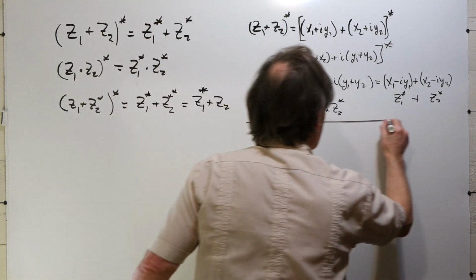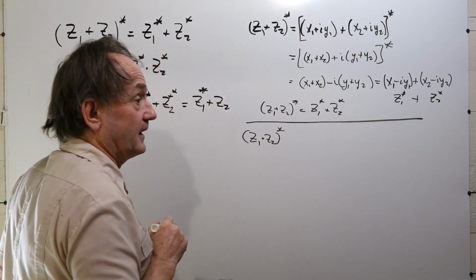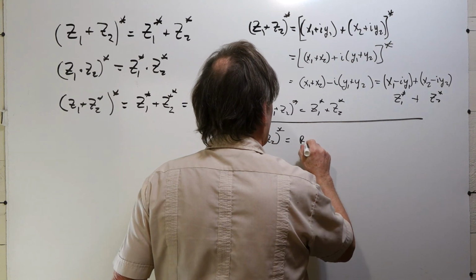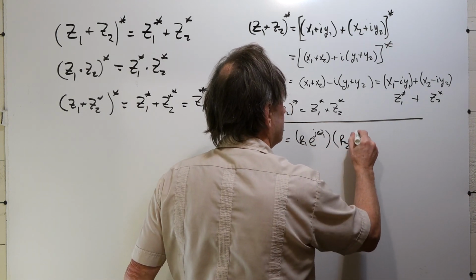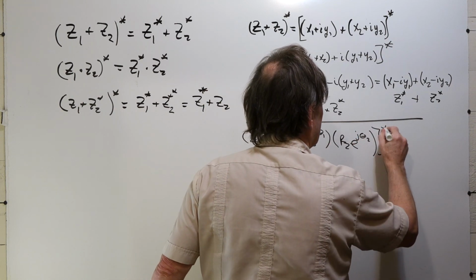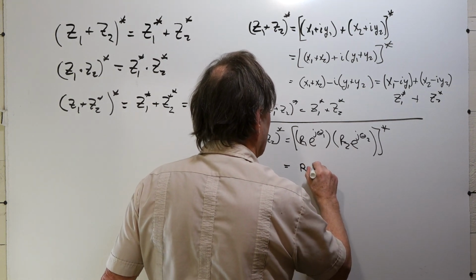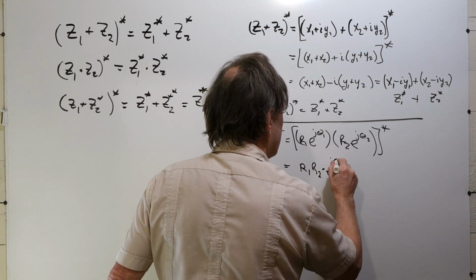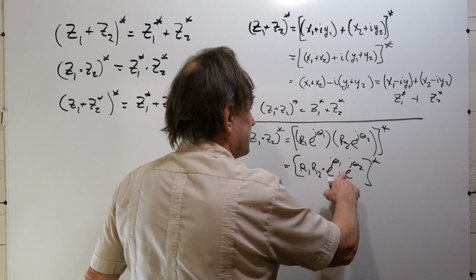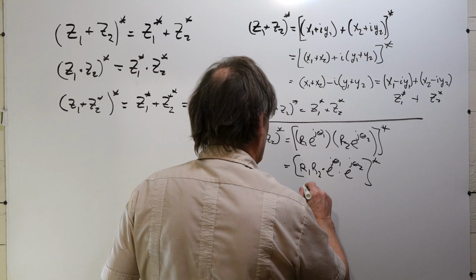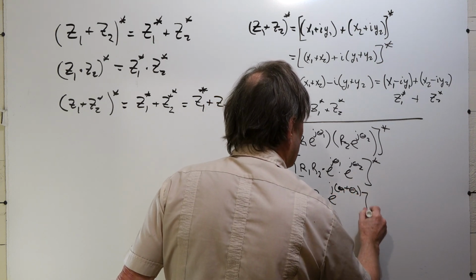Now, for the multiplication, we have z1 times z2 conjugate, and we'll write these now in polar form. So z1 is r1 e to the j theta 1, and z2 is r2 e to the j theta 2, and we're going to conjugate that product. Well, let's put our moduli together. We have r1 r2 times e to the j theta 1 times e to the j theta 2, and we're taking the conjugate of that. We have the same base e here, so we can combine the exponents. So we have r1 r2 e to the j (theta 1 plus theta 2), and we're going to conjugate that.